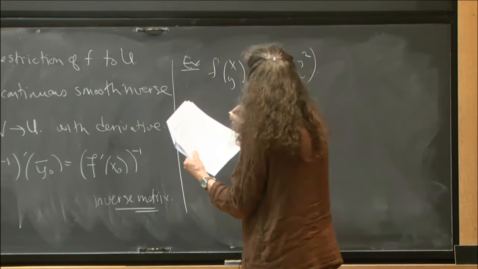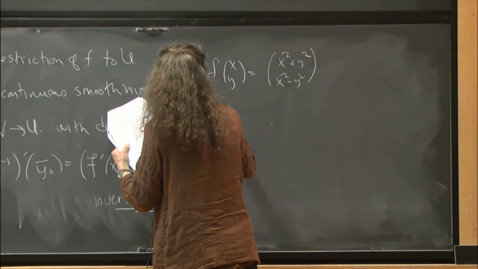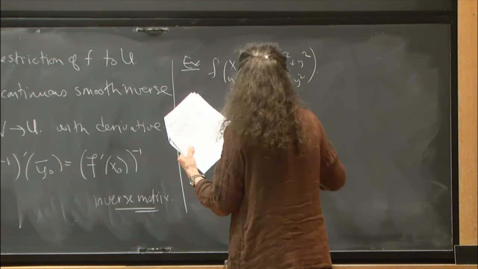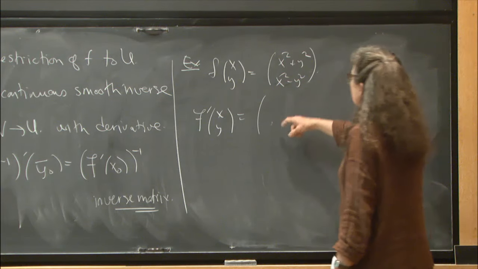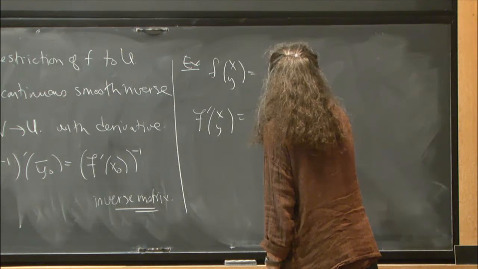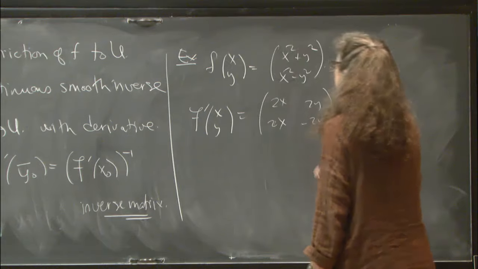So what's the derivative of this? So f prime of x, y is equal to, differentiating with respect to x, 2x, 2x, y, minus 2y, right? So that's the derivative.